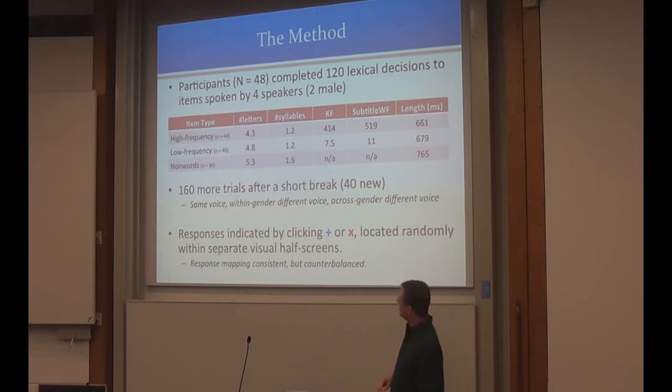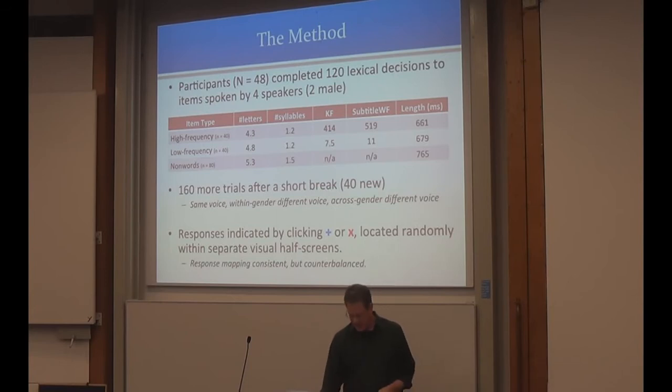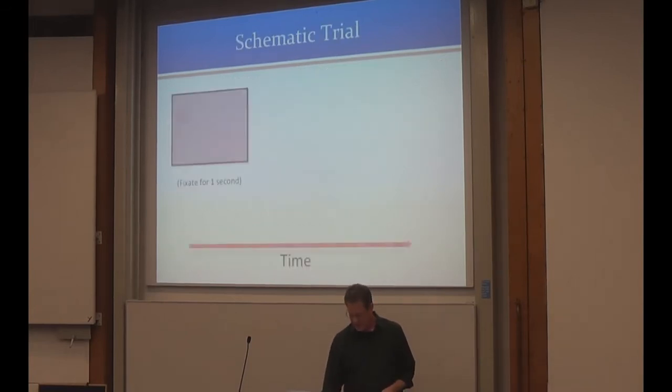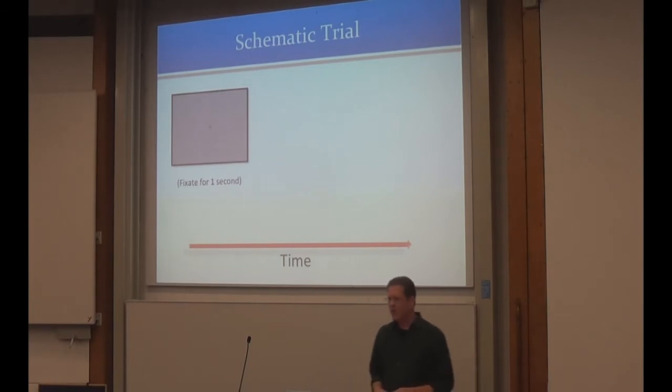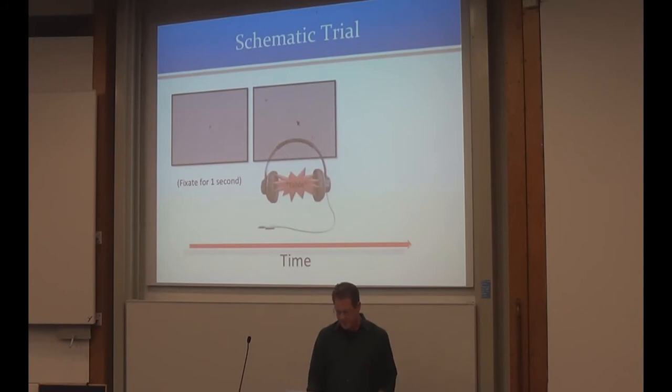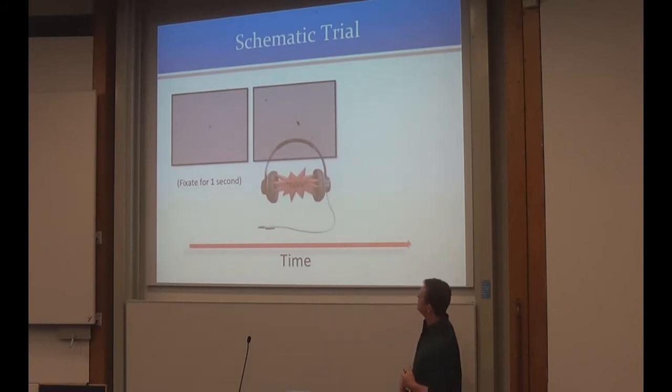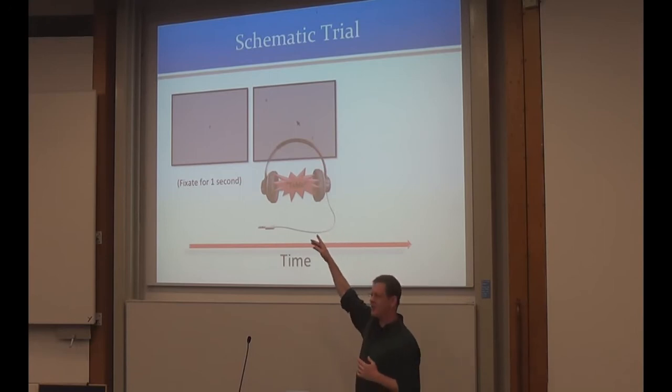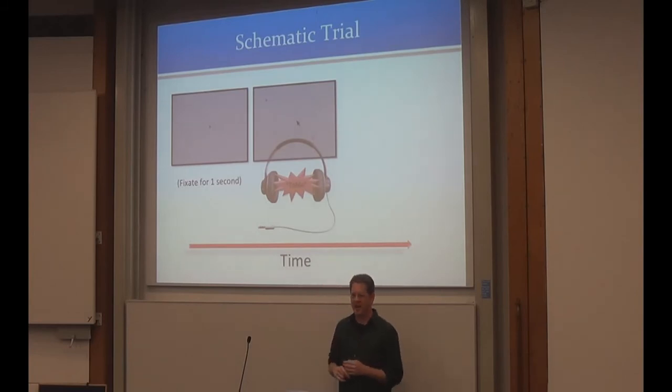What makes the task fun is the method. I'll skip to a schematic trial. So we're using the island. A person is sitting with the chin in a chin rest, and they see a fixation cross on the screen. They have to hold their gaze on the fixation cross for a second, and that triggers the onset of a spoken item. A word, let's say table, might be spoken, and what you can see, I hope, is that on the left side of the screen, somewhere there's a little blue plus, and on the other side of the screen, somewhere there's a little red X.